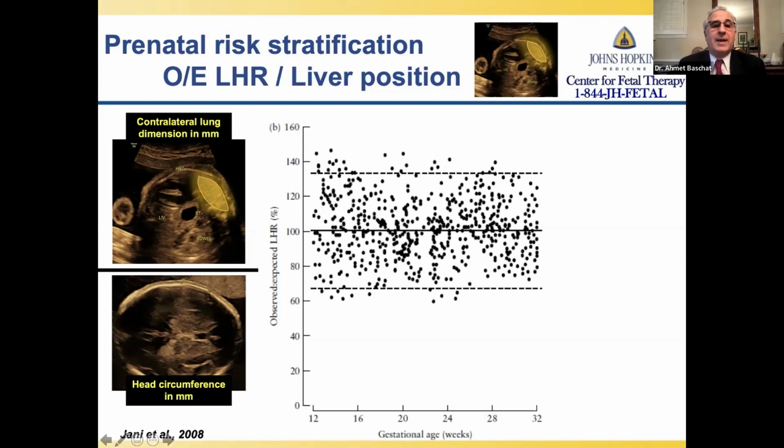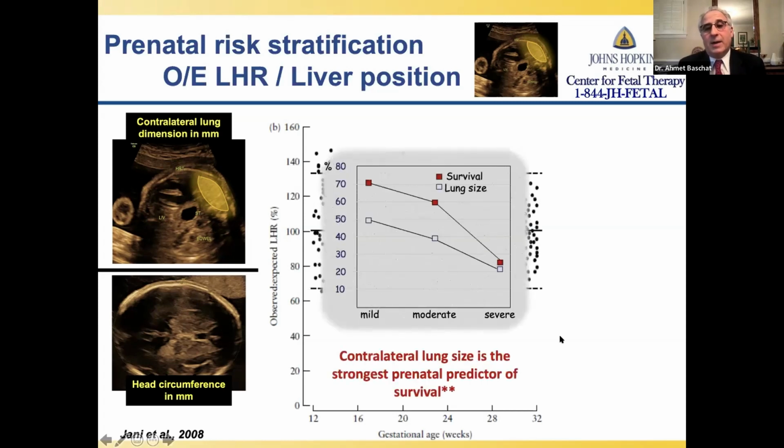So if we have a left-sided congenital diaphragmatic hernia, like in this top image here, it is the right lung that we measure. There is a direct relationship between the observed to expected lung to head ratio and the severity of the hernia as it pertains to survival. This is what we use prenatally to subdivide the anatomic defect into a mild, moderate, or severe congenital diaphragmatic hernia.